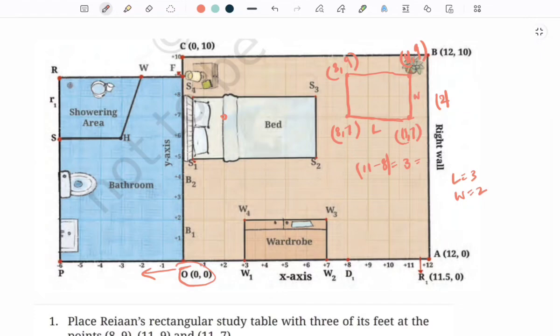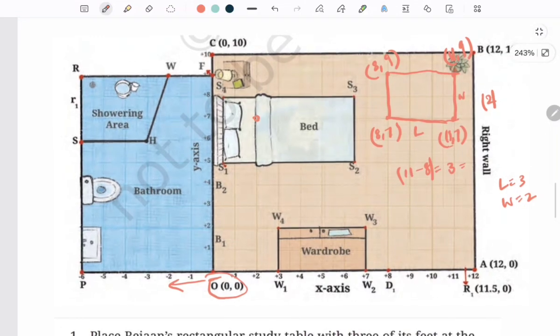And can we make out the height of the table? Is it possible? Because we are looking at the top view, we cannot see the height of the table. Okay, it's only 2D. If you want to also calculate the height, then that comes under 3D geometry. You will learn it in 3D Cartesian planes. Okay, now let us see the second question.